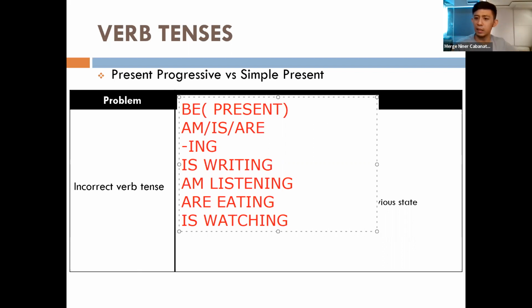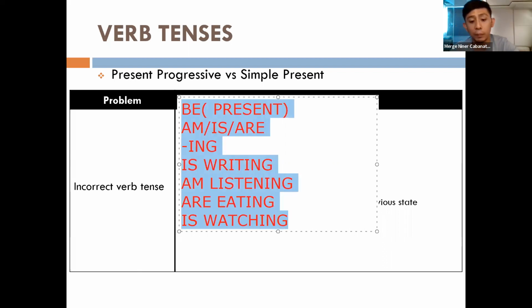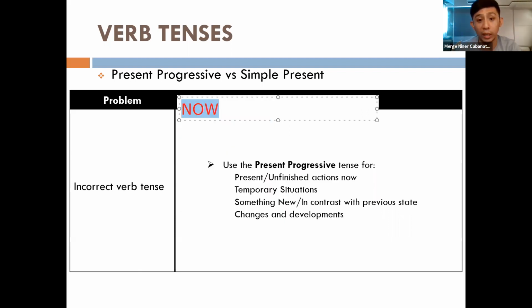Halimbawa, I am listening to a grammar lecture now. She is eating some chocolates now. They are doing the assignment today. So kapag may nakita ka na nagpe-pertain sa now, guys, be careful. Alright, lalakihan ko ito.